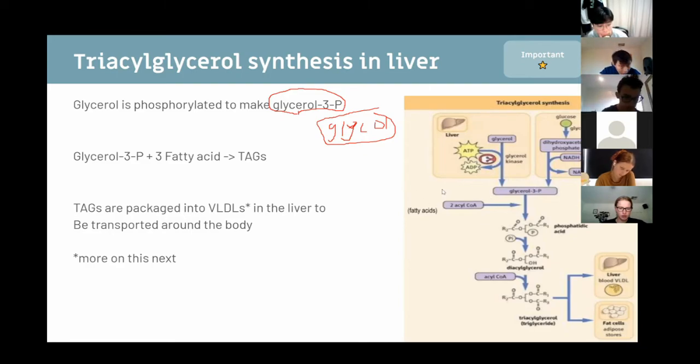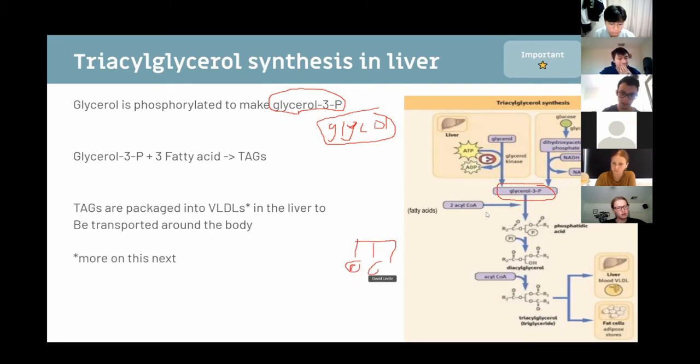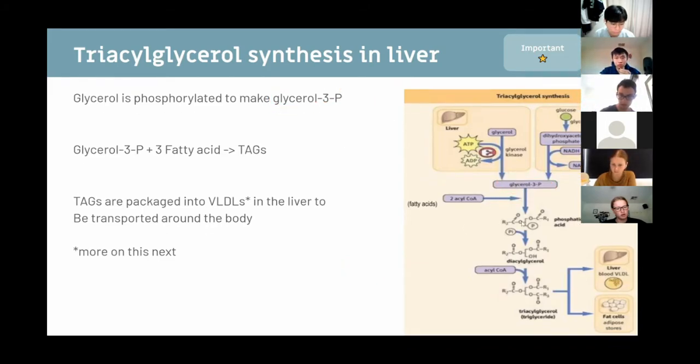In the liver, there's a bit of a different pathway. Glycerol kinase acts on glycerol and makes glycerol 3-phosphate, and then again you're adding the fatty acids to this glycerol 3-phosphate. I think you can picture this. It's very chemistry. You can see how this looks. You're just going to combine 3 fatty acids to this, and you're going to get triacylglycerol. Next slide, please. Hope that makes sense. That's quite important.